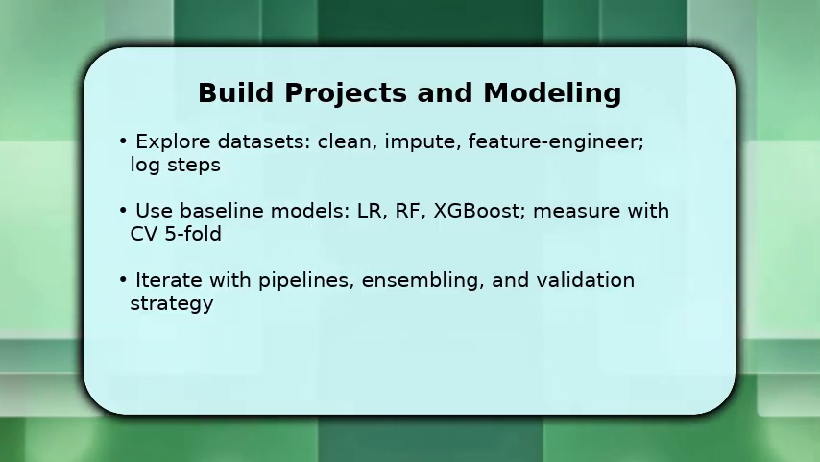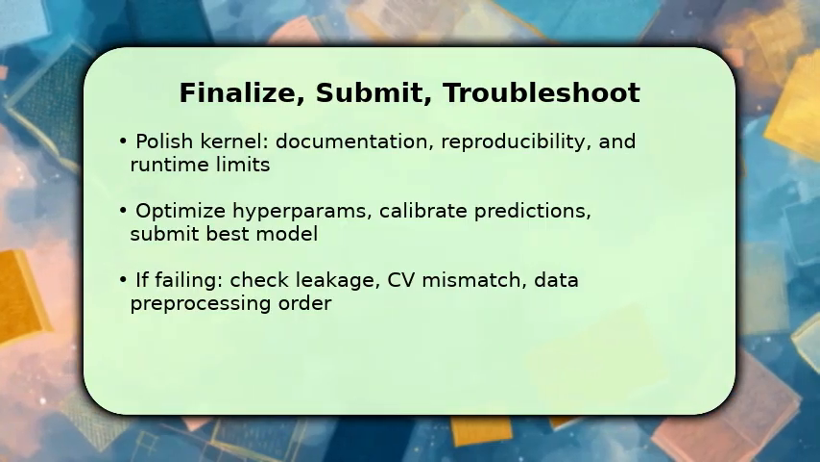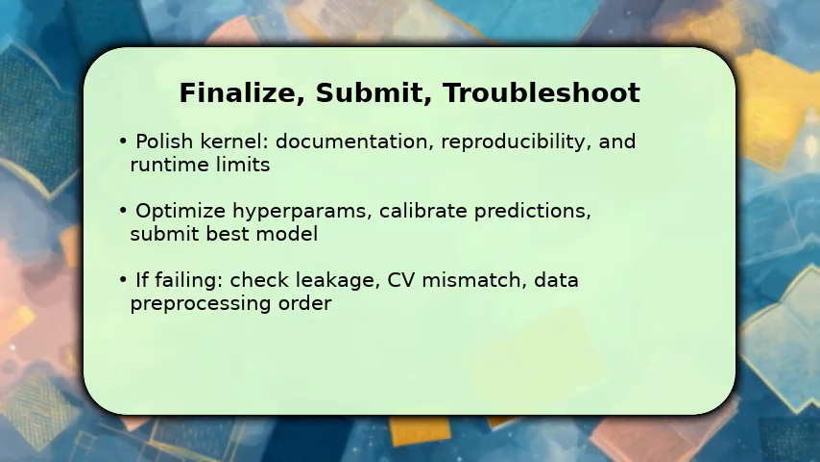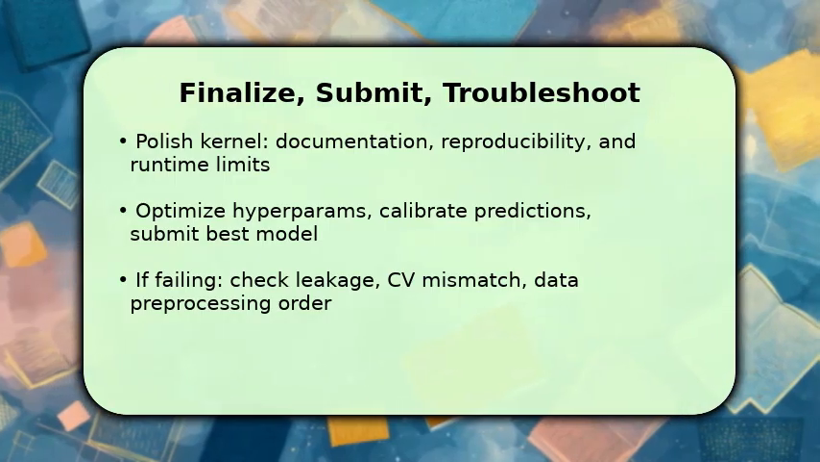You're at the finish line. Prepare a reproducible notebook and script that others can run. Include seed control and environment notes. Once done, optimize hyperparameters cautiously, calibrate probabilities if needed, and submit your top run while tracking leaderboard changes.